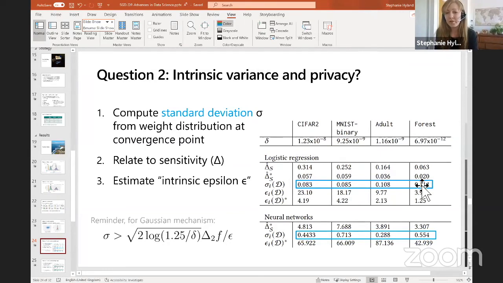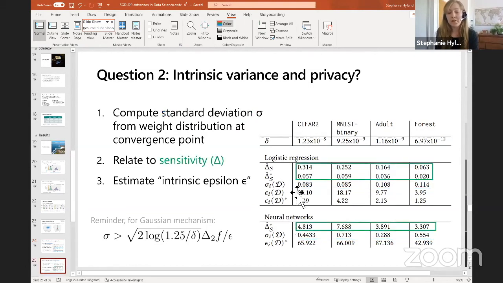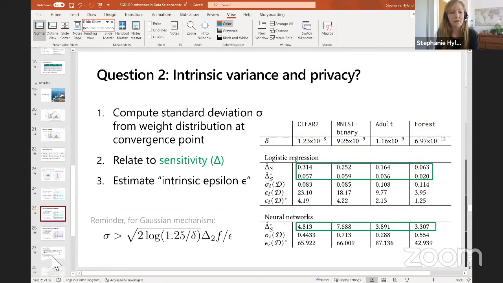So we can compute this standard deviation for both logistic regression across the 4 data sets and for neural networks across the 4 data sets. We can then relate it to the sensitivity, both theoretical and empirical, across both logistic regression and neural networks. For neural networks, we do not have a theoretical sensitivity because they don't have the properties that we need to have such a bound. And we can see once again that the difference between the theoretical and the empirical, where we have it, is quite large, indicating that these bounds are not tight.